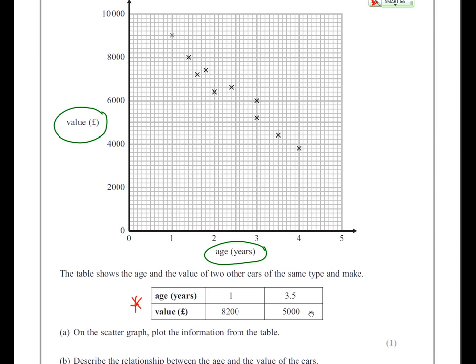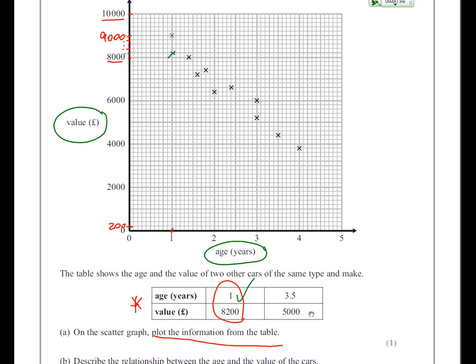There's a bit of a table here, and it says there's two other cars where we've got the information on it. 1 year it's worth £8,200. 3.5 years is worth £5,000. Plot the information from the table onto a scatter graph. So let's look at 1 year, 8,200. We go to 1 year, we go to 800, we think about the scale. That's from 8,000 to what? 10,000. So 9,000 is halfway. So that means this needs to be split up 200, 400, 600, 800, 1,000. So each little square is worth 200. So we just plot that information on and we go 8,200, done.